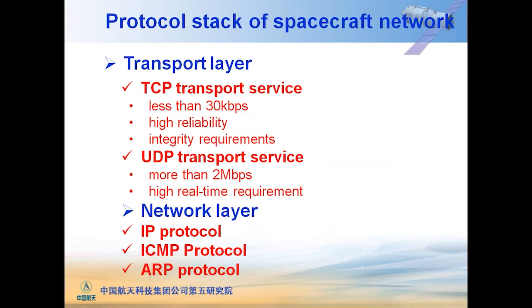Transport layer adopts TCP and UDP protocol. TCP protocol can be used for data with high reliability and integrity requirements and low speed less than 30 kbps. And it's not allowed to be used for data transmission between space and ground with high speed more than 30 kbps. UDP protocol can be used for data with high real-time requirement and high rate more than 2 Mbps to ensure the transmission delay as small as possible.